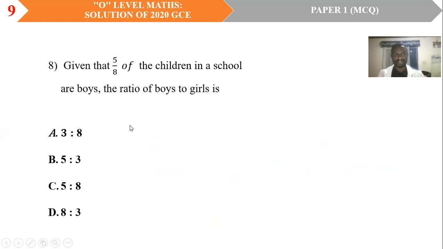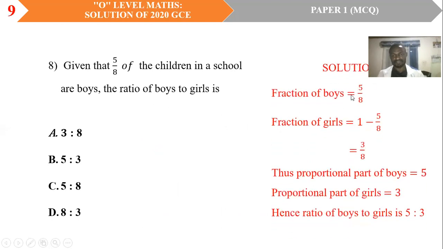Question 8. Given that 5/8 of the children in a school are boys, the ratio of boys to girls is, solution. Fraction of boys is 5/8. Now, the fraction of girls, since in a school, either you have boys or you have girls. So if the fraction of boys is 5/8, the fraction left will be the fraction of girls. And how do we calculate the fraction left? 1 minus 5/8. This is equal to 3/8.